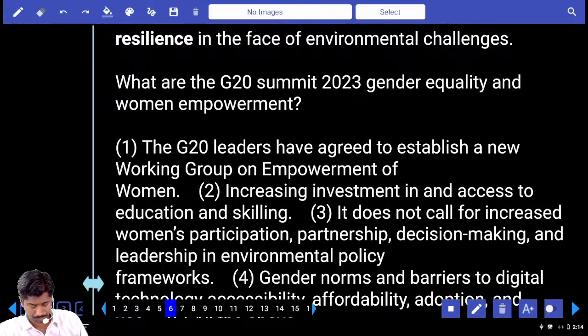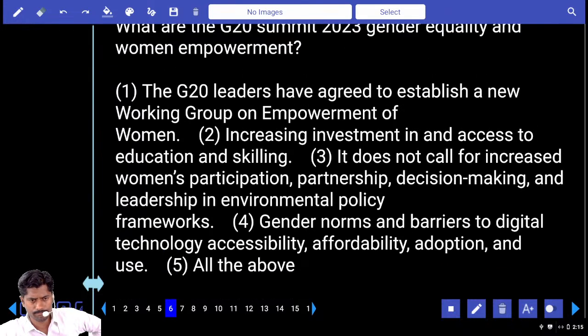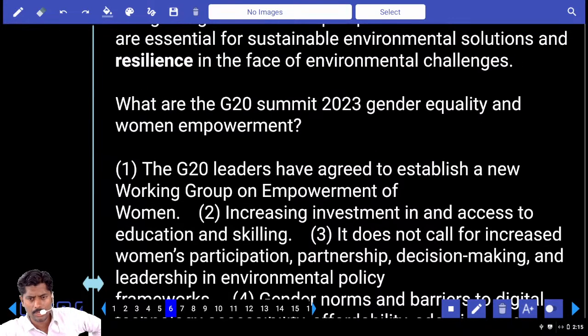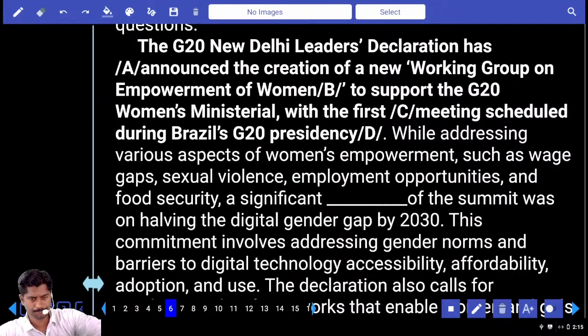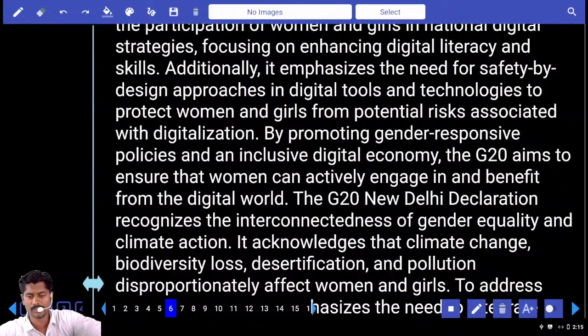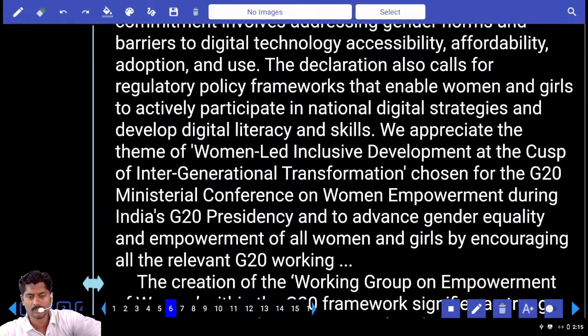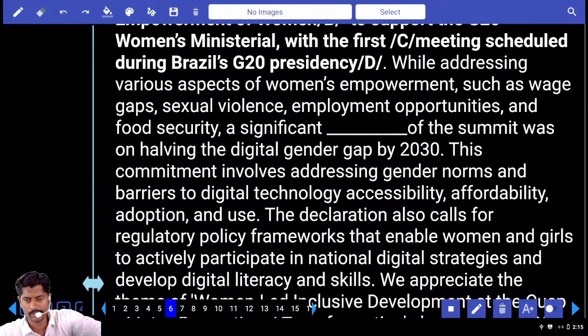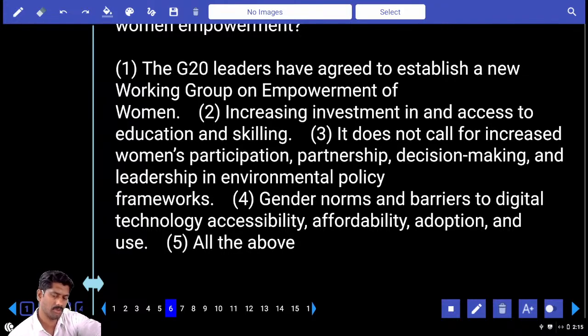What was the G20 summit 2023 gender equality women empowerment? Where is it mentioned? 2023, where is it? G20 2023. Where did they mention 2023? Did they mention or not? If so, where? 2023, our current year, present year. Where is it? Question is saying 2023, but the passage is showing 2030. So question is wrong, passage is wrong. We don't have a none option లేదు.